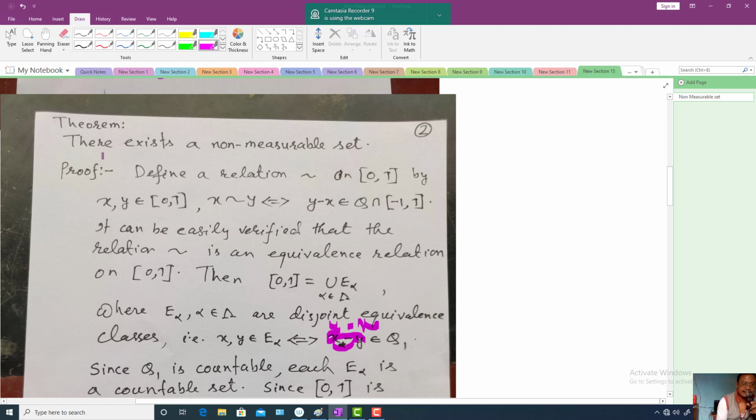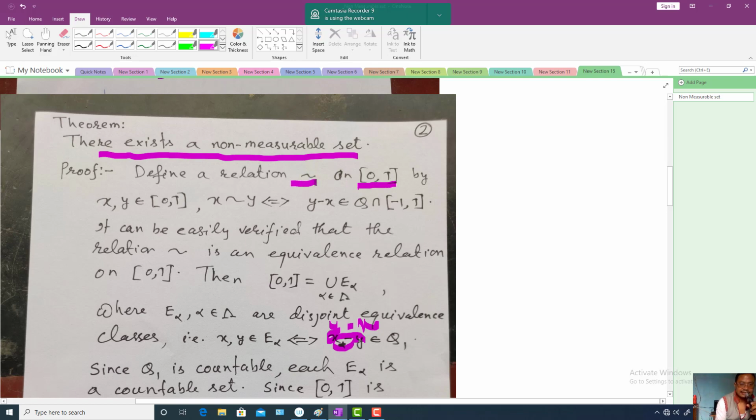There exists a non-measurable set. We have talked about so many measurable sets and measurable functions, but we haven't talked about any non-measurable set. So this is the first time we are talking about a non-measurable set. We want to establish an example of a non-measurable set. Let us talk first about the closed interval 0, 1, and then define on this set a relation.